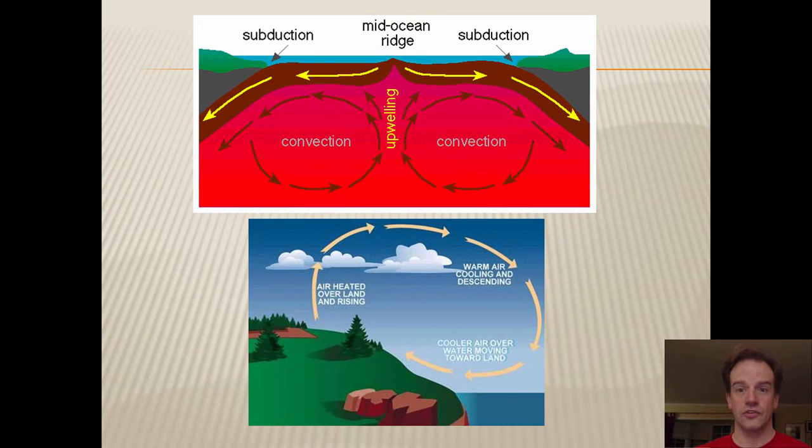We see it in the interior of the Earth, where we have these convection currents. The hot magma comes up, it cools, and then it sinks again. And the same thing happens when we have movements of air. It's called wind. The hot air rises, it cools, and then it sinks again. We have a convection current.